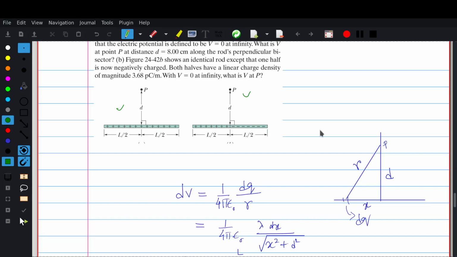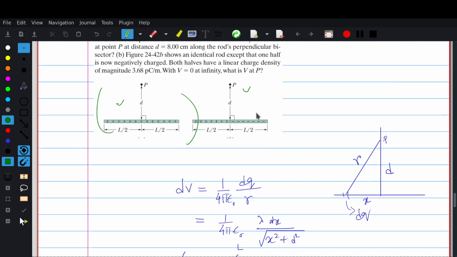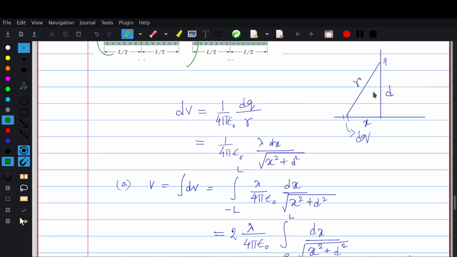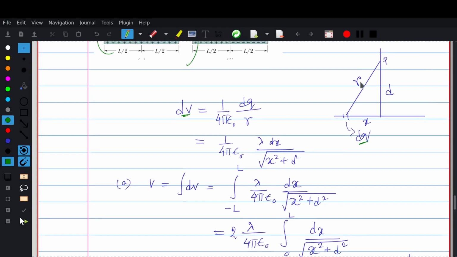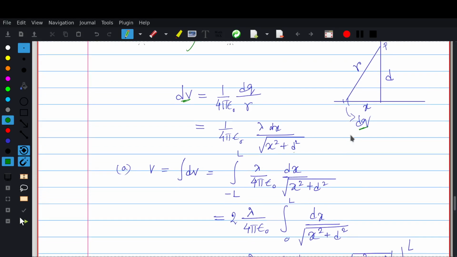I think this part is given in most of the books, how to calculate this one, but anyway I will just repeat that. For that problem we will assume that there is a dq element, and this dq element gives rise to dV potential. We also have this r, which we can calculate by Pythagoras theorem: it is the square root of x square plus d square. Now we will have to integrate over these small potentials, and this integration will go from minus L to plus L.